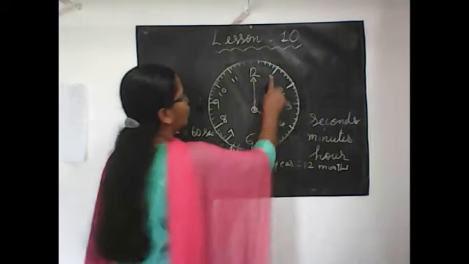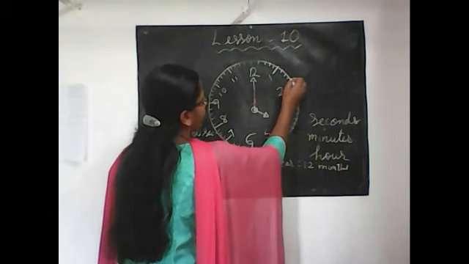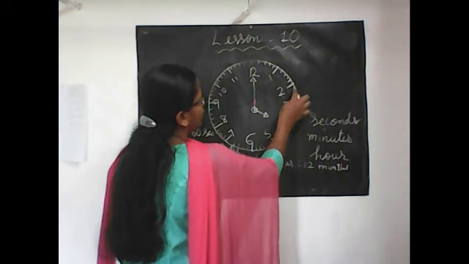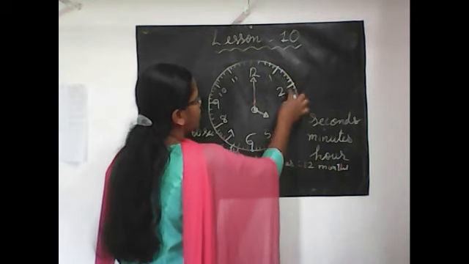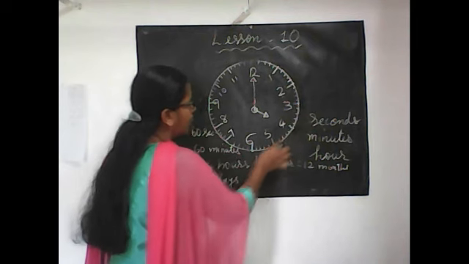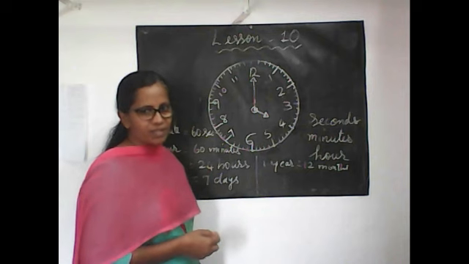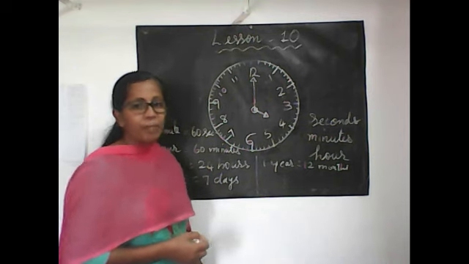Okay. Then from 1 to 2 again 5 minutes. 1, 2, 3, 4, 5. Then again 1, 2, 3, 4, 5. So that means from here to here 5 minutes. Here also 5 minutes. The distance between each number is 5 minutes.